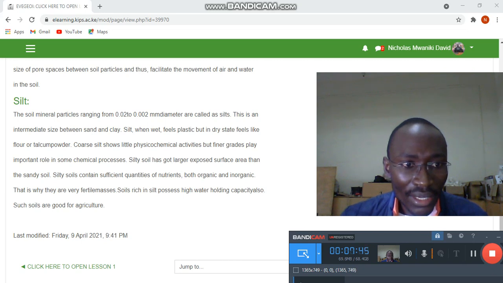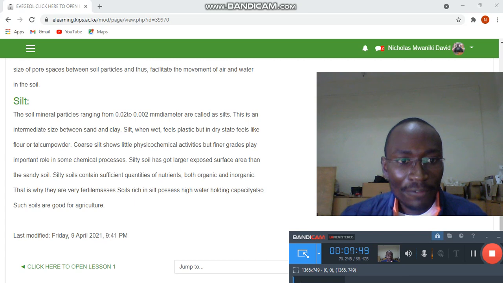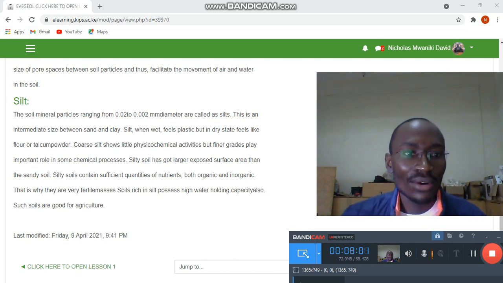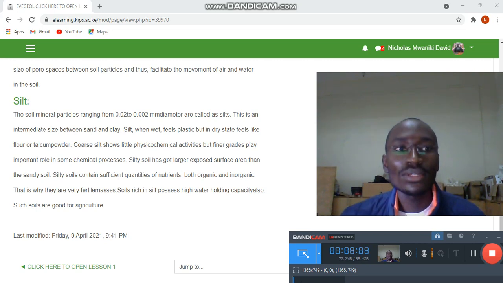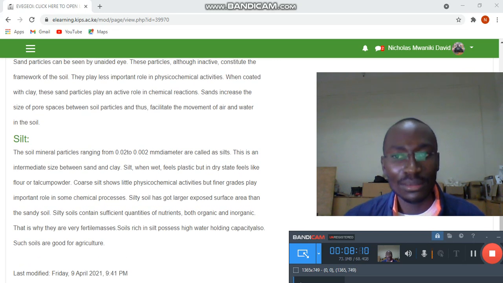That is why silt is usually fertile. Soils rich in silt possess high water holding capacity also. Such soils are good for agriculture. So silt is the best soil for agriculture because it has most of the nutrients in comparison to sand.